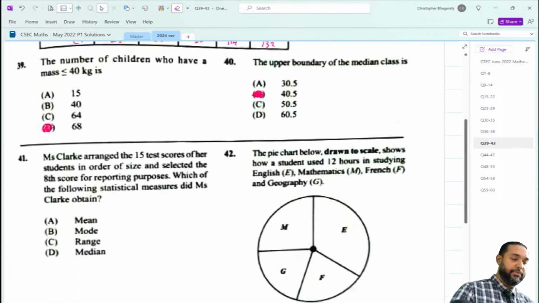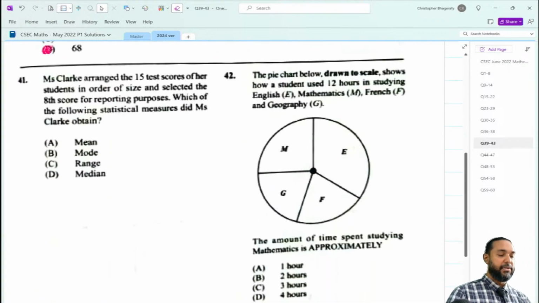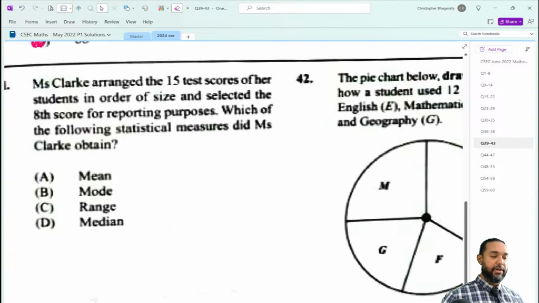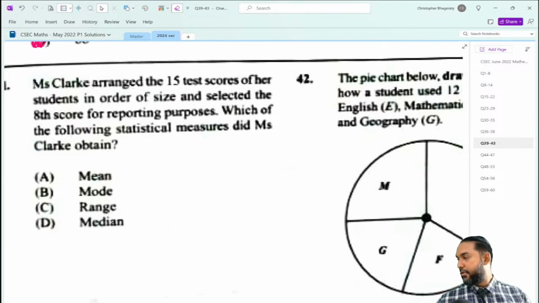All right. Okay, let's scroll down to 41 and 42. Ms. Clark arranged tests. Okay, this is a median, right? She arranged 15 test scores of her students in order of size and selected the who that? Raphael.